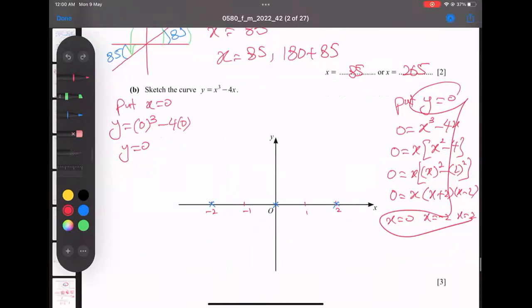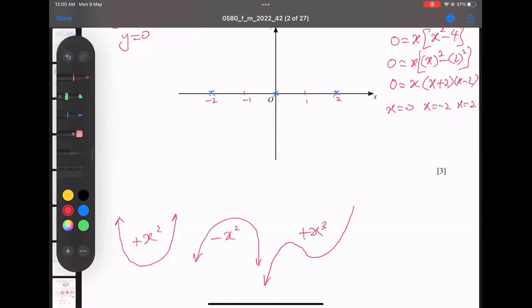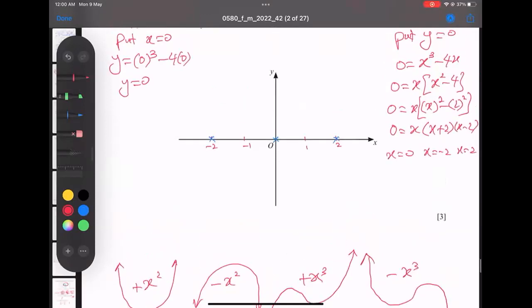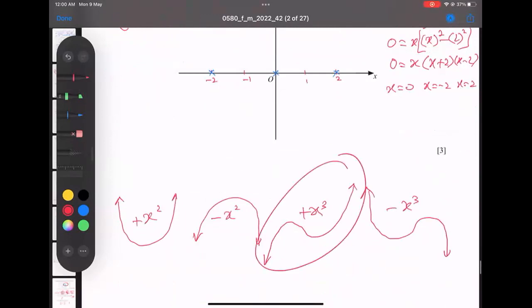Now, some students don't know what to do onwards. Let me tell you some basic things. Whenever a positive x squared comes, we have this kind of parabolic curve. When a negative x squared comes, we have this kind of parabolic curve. When we get x cubed, we get this kind of two turning points. When a negative x cubed comes, we have this kind of turning points. But now what is the highest power of x? Positive x cubed. So we have this kind of graph.